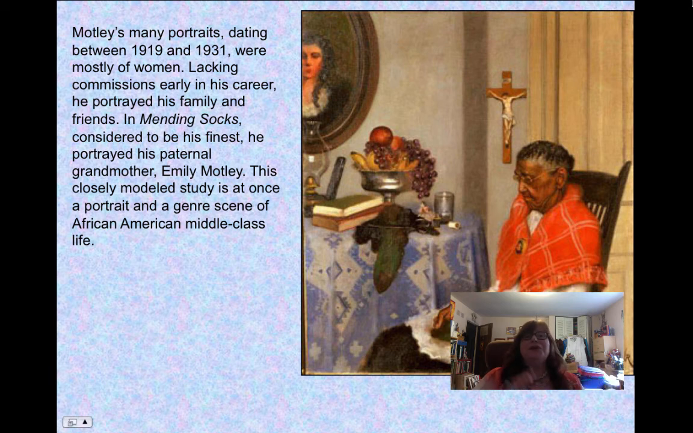And this was also kind of in response to a painting that was done by a white painter, Whistler, who had done a portrait of the artist's mother. And she's sitting in a rocking chair and she's wearing this big lace collar and so on. So here is kind of a response to that from an African American perspective.